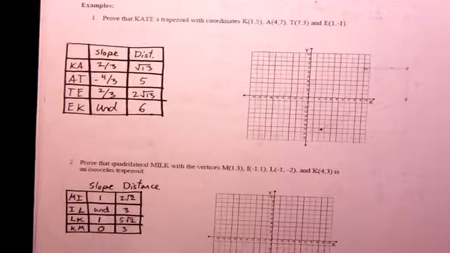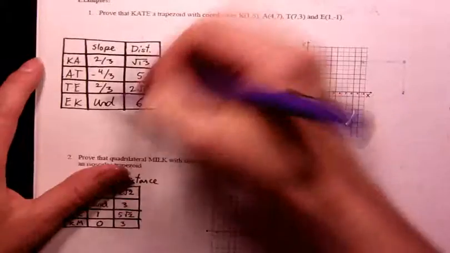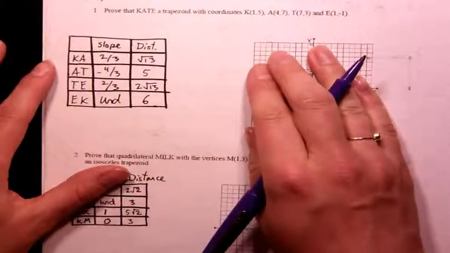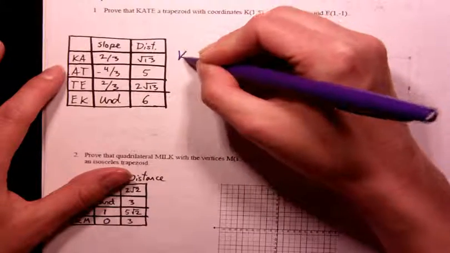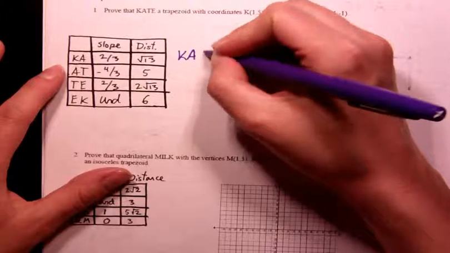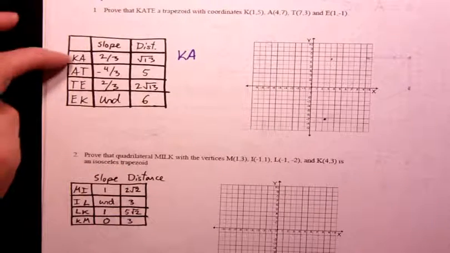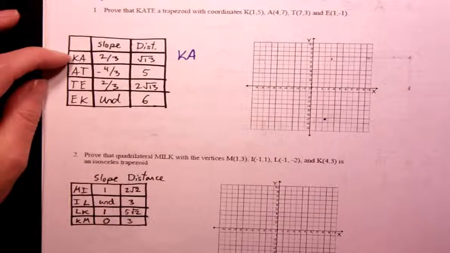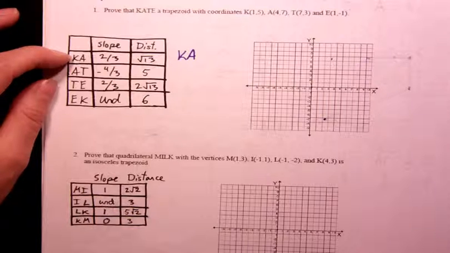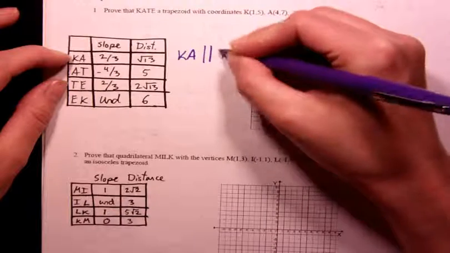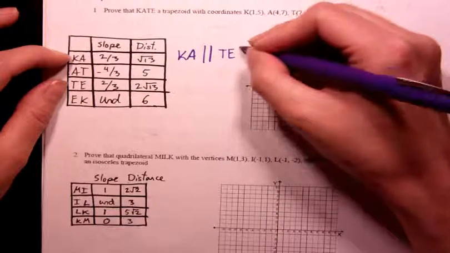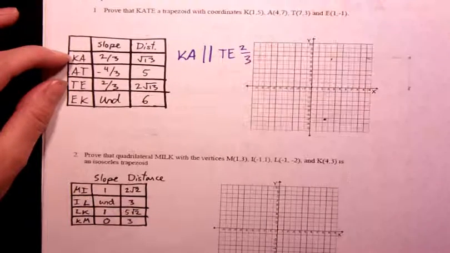So this one already worked out slope and distance, so we're not going to worry about the graph right now. We're just going to write statements from what they gave us. So if I write KA, I have a volunteer who will tell me, is KA parallel to another line? Yes. Which one? TE. So I'm going to write it's parallel to TE, and they have the slope of 2/3.